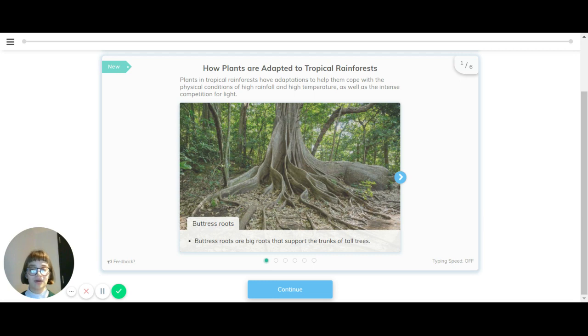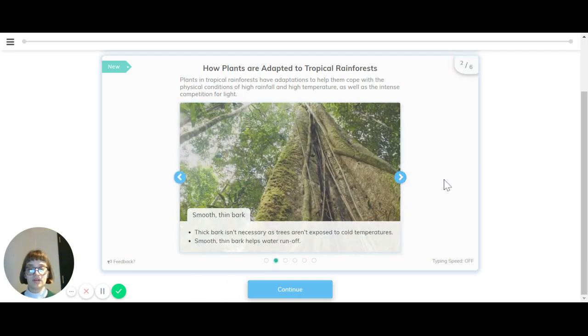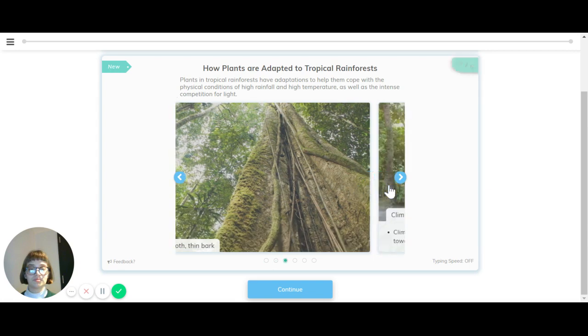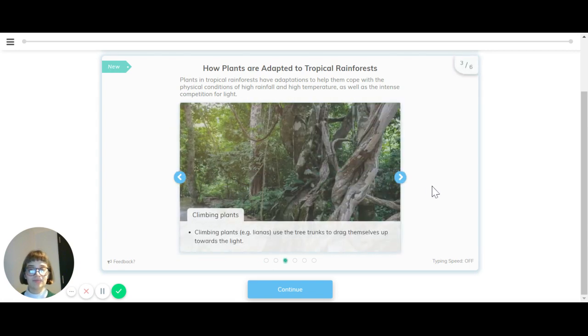Firstly, many trees and plants have buttress roots. These are big roots that support the trunks of tall trees. Smooth, thin bark. Thick bark isn't necessary as trees aren't exposed to cold temperatures. Instead, smooth, thin bark helps water run off. Climbing plants. Climbing plants such as lianas use tree trunks to drag themselves up towards the light.